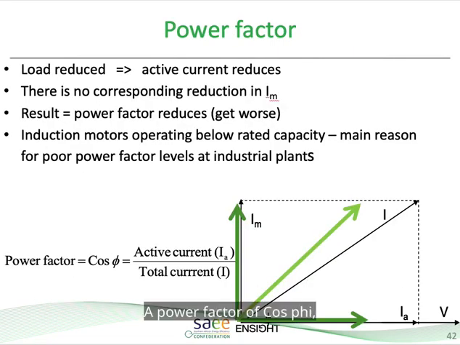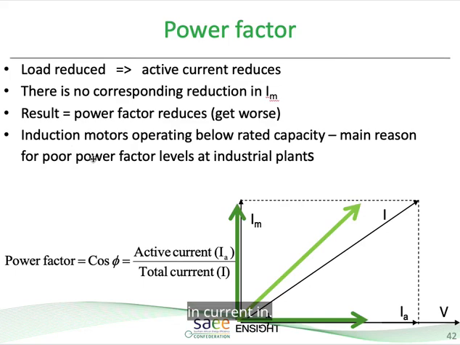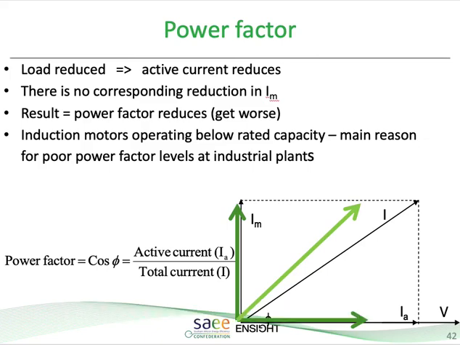The power factor, or cos phi, is equal to the actual active current divided by the total current. Remember, there's no total corresponding reduction in current in the motor. Induction motors operating below rated capacity is the main reason for a low power factor.